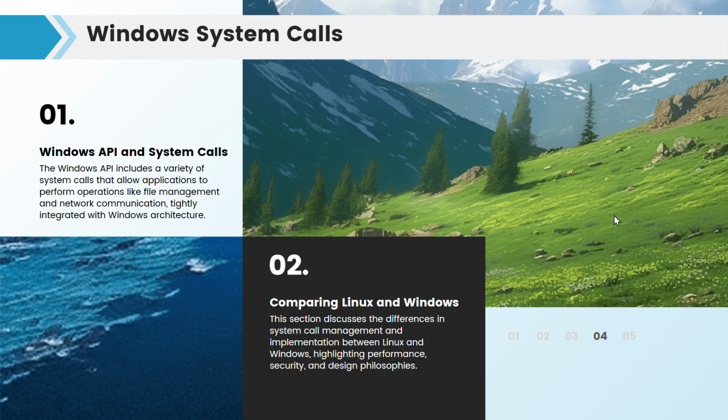Windows system calls. Windows API and system calls. The Windows API includes a variety of system calls that allow applications to perform operations like file management and network communication, tightly integrated with Windows architecture. Comparing Linux and Windows. This section discusses the differences in system call management and implementation between Linux and Windows, highlighting performance, security, and design philosophies.